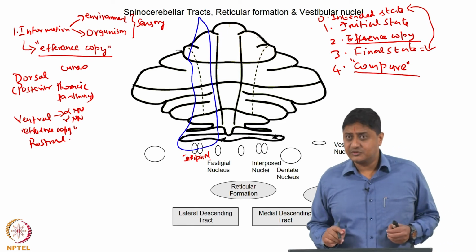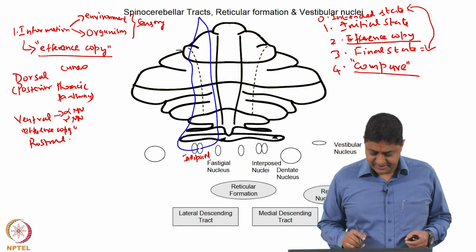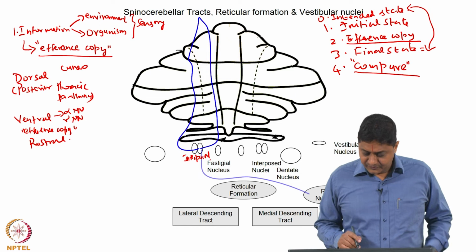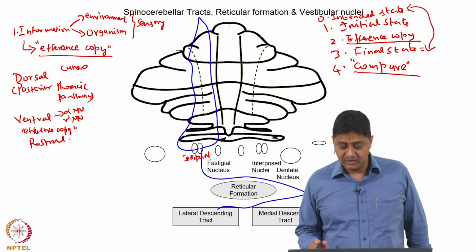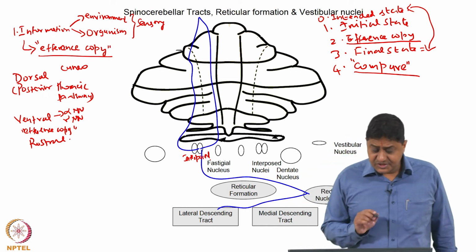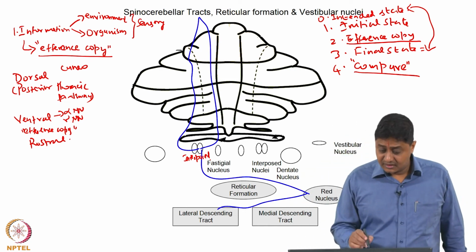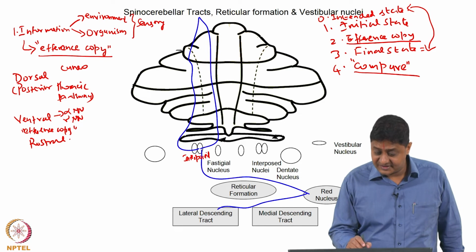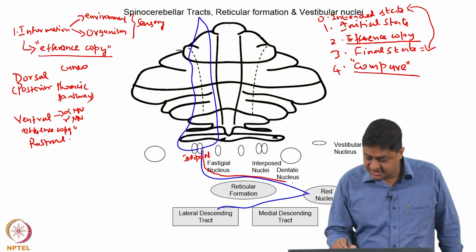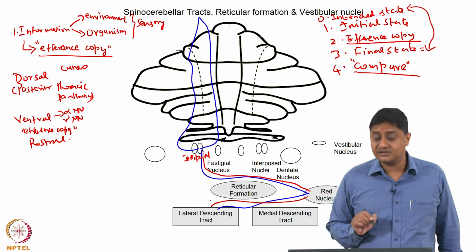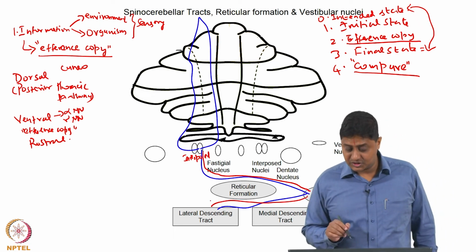What are these interposed nuclei? Emboliform and globose nuclei, is it not? And from there they project to the red nucleus and to the lateral descending tract. Please note that there is a crossover of some. This is via the superior peduncle. So there is a crossover of these tracts from one side to the other side, and from the red nucleus back to the descending tract there is one more crossover.